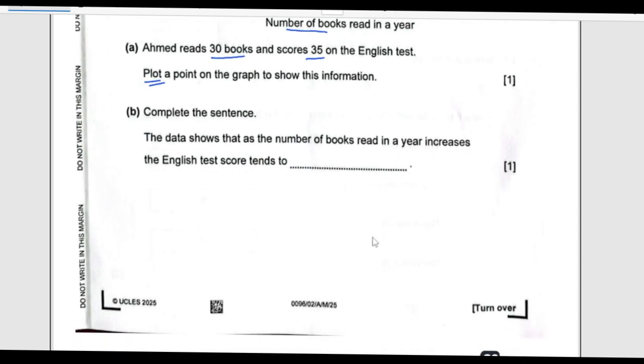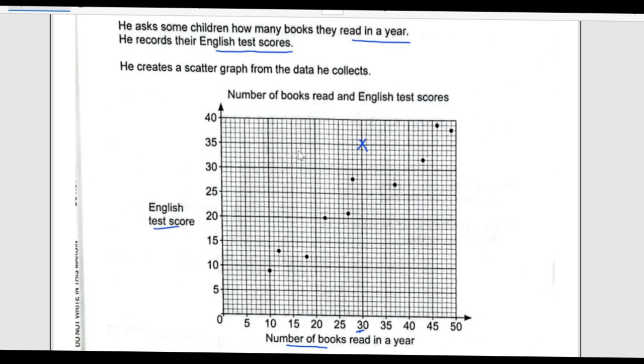Then complete the sentence. The data shows as the number of books read in the year increases, the English test score tends to increase. If you see all the points going upward, as the number of books read is increasing, the test score is also increasing. So we will write here, tends to increase.